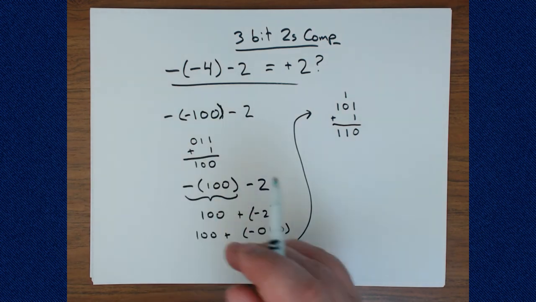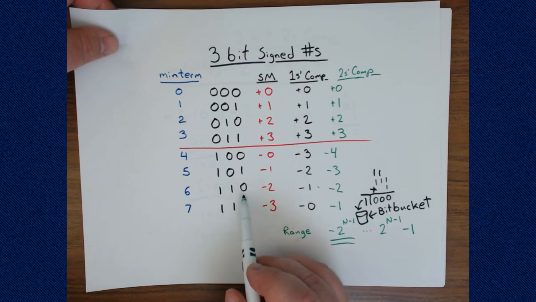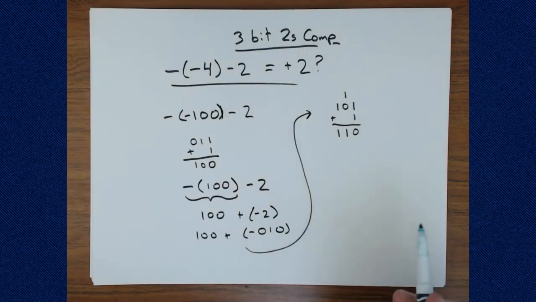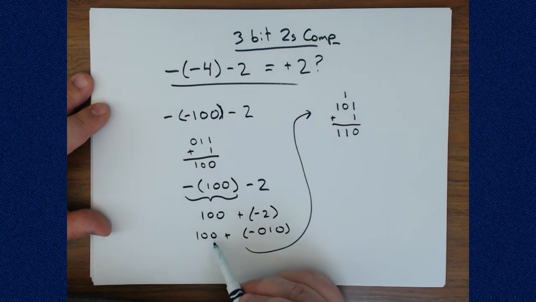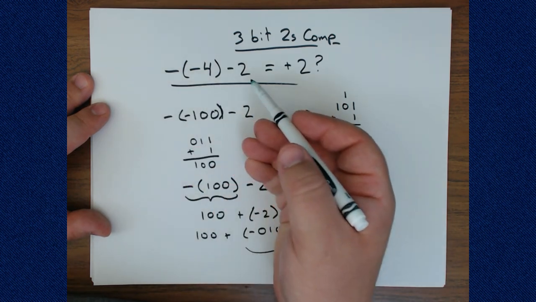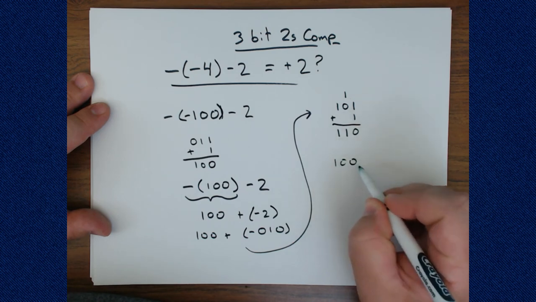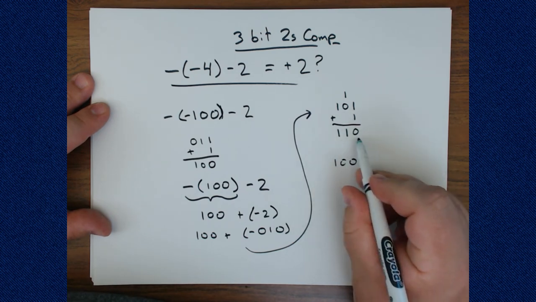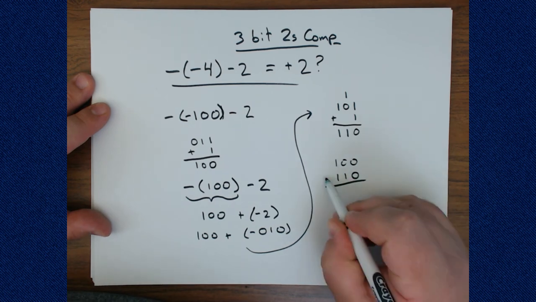We'll check it against that chart that we had earlier. Where's negative 2? Here it is, 1, 1, 0. Hey, so far so good. To this, we need to add 1, 0, 0 to complete our search. So 1, 0, 0 plus negative 2's bit pattern, 1, 1, 0. And what do we get?